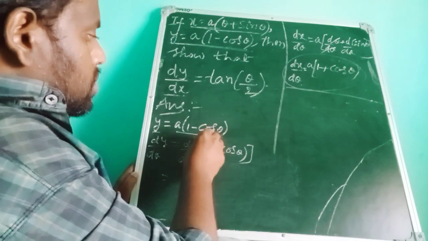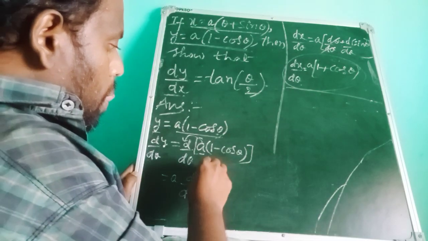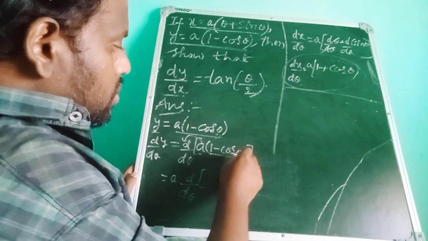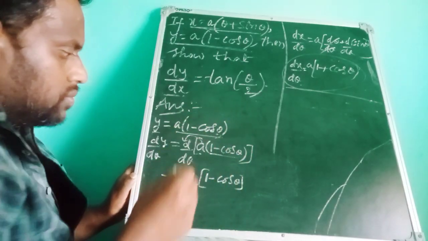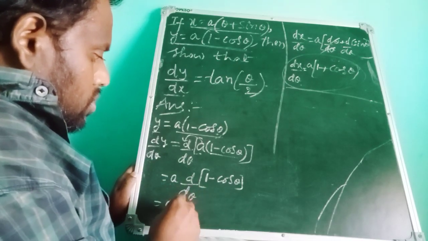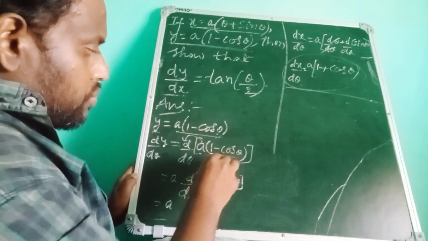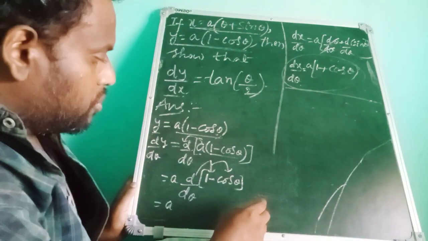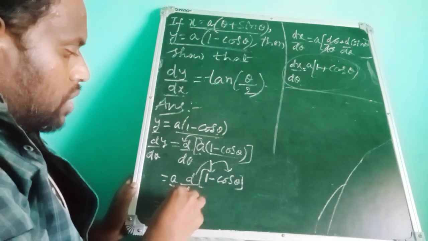Next step, a is constant, take it outside. So a, d by d theta of, a is taken already, so what is left? 1 minus cos theta. Next step, a asterisk. Now a minus sign is there, so you can take d by d theta for 1 separately and for cos theta separately. Since constant a is outside of this, you have to put bracket.